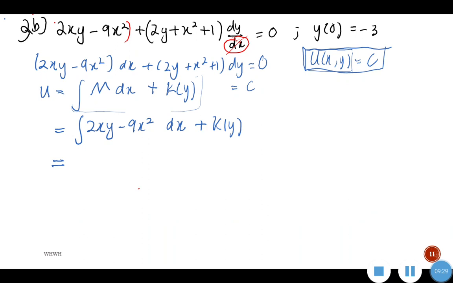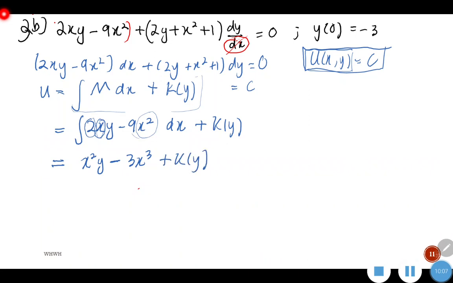Alright. So integrate 2x, ataupun integrate x sahaja, what you will get? Integrate x, you dapat x square over 2, right? Okay, we're going to have x square over 2. So that 2 akan cancel dengan 2 yang kat sini. So we just left with x square y. And then this one minus integrate 9x square, ataupun integrate x square sahaja, you will get x cube over 3. So cancel dengan 9 yang kat atas ni, you will get 3x cube, right? Okay, and then plus with k(y).